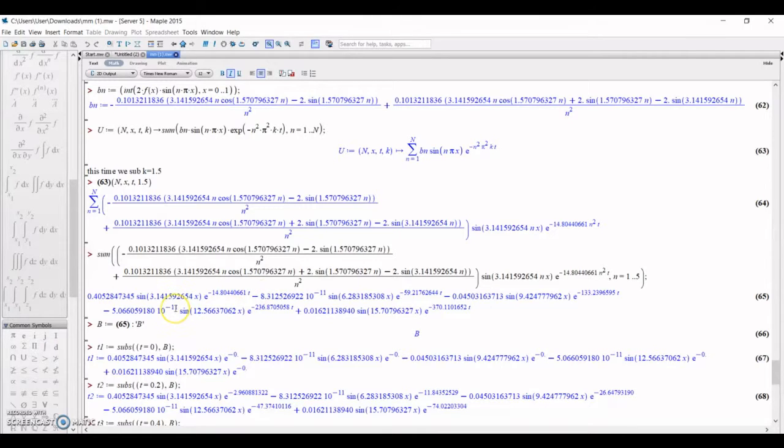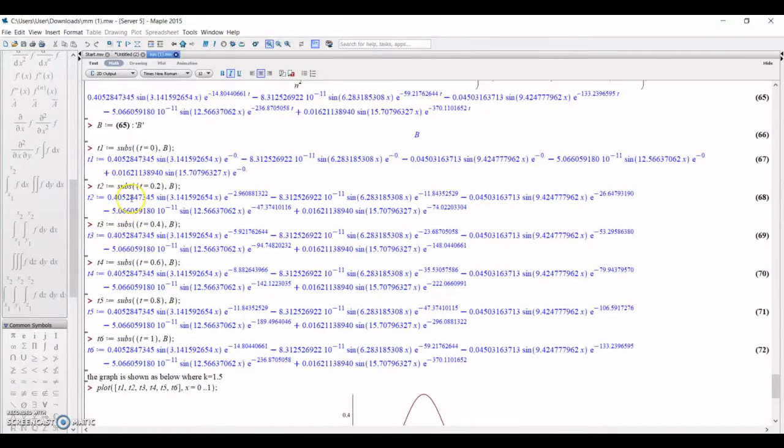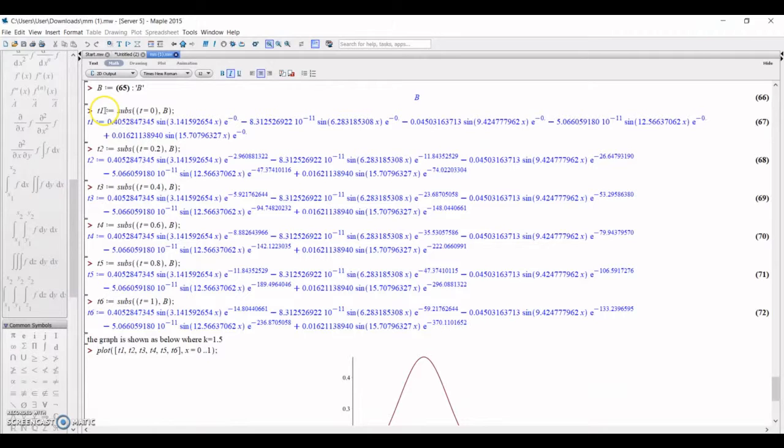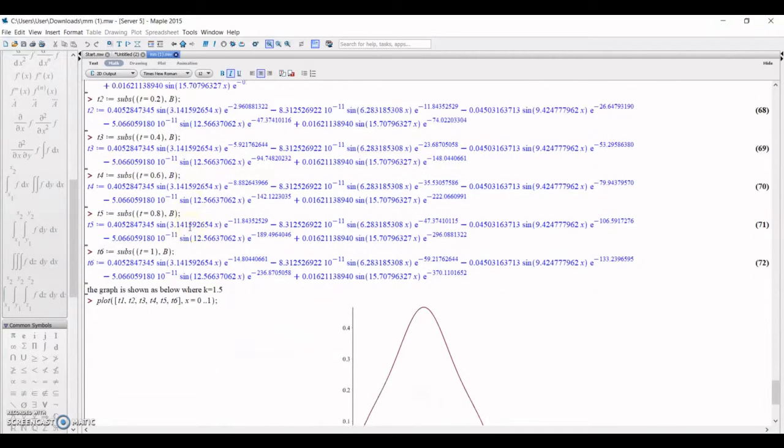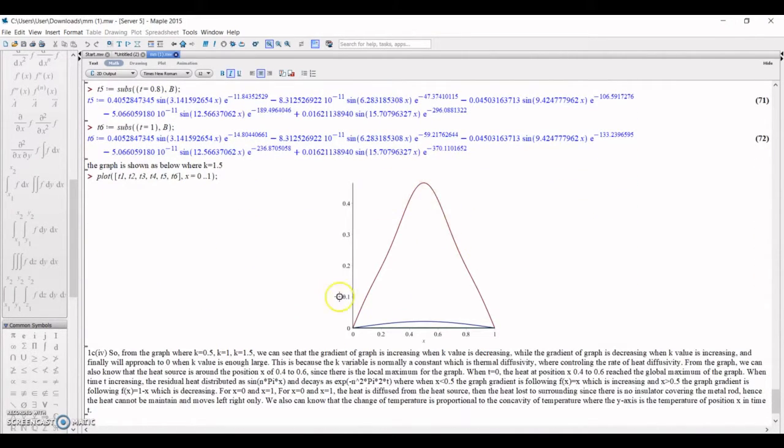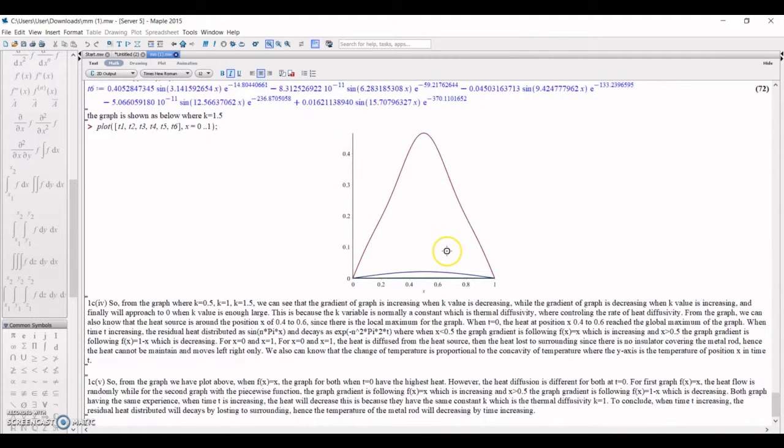We name it as B. Again, we need to substitute t equals to 0 until t equals to 1 with the size of 0.2. Then we will get this graph. This graph is where k equals to 1.5.